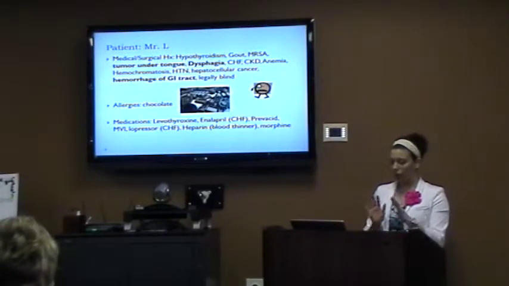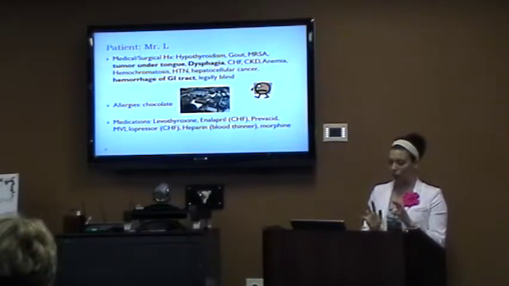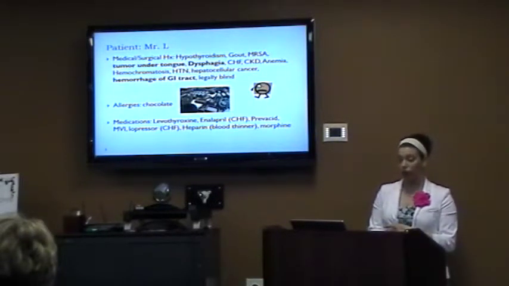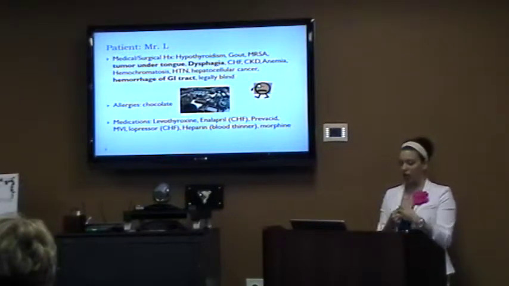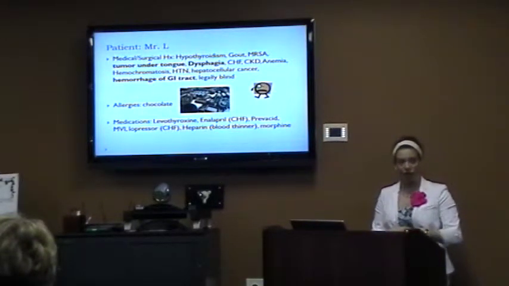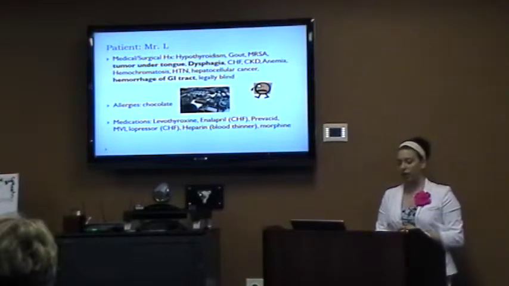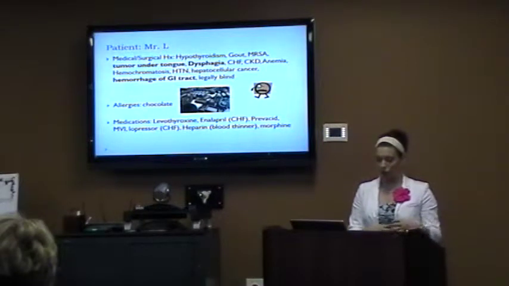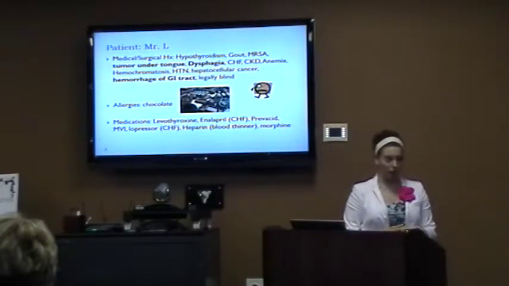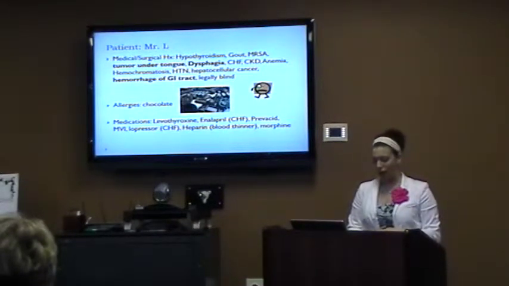So his medical and surgical history, I just bolded some of the things that are kind of nutrition related. He did have a tumor under his tongue, he had dysphagia, and he had a hemorrhage of his GI tract. And later in the notes I found that he had coffee ground emesis, so that would also indicate that he had a hemorrhage of the GI tract. He was allergic to chocolate, unfortunately, poor guy.